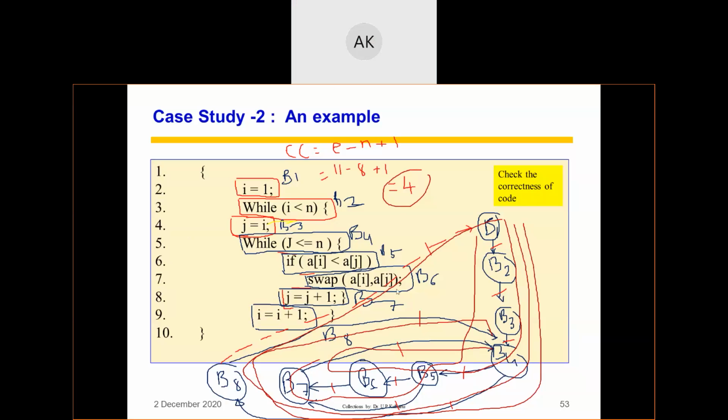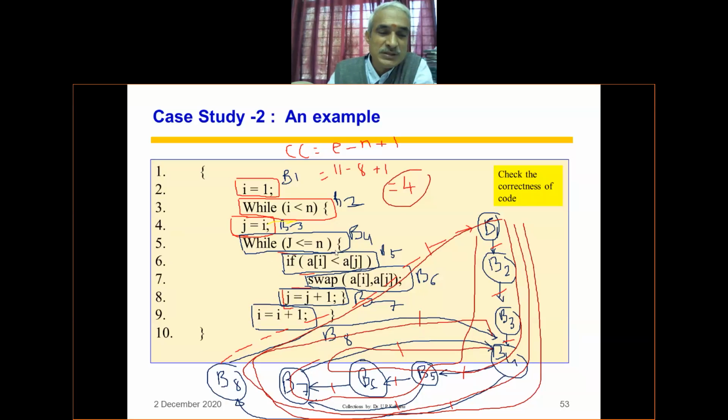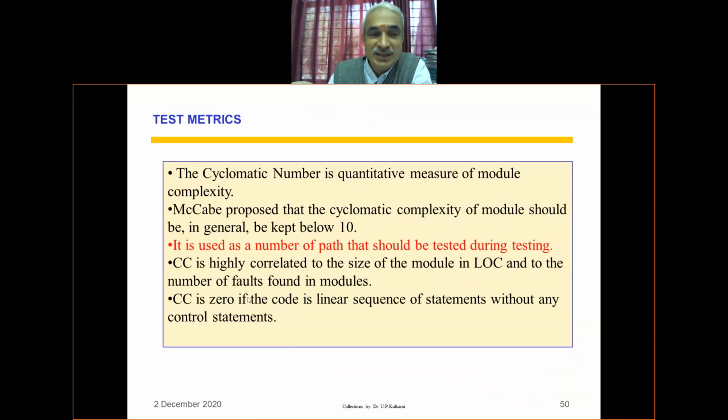So just check and validate that the graph I've drawn is correct or not. Sometimes we miss some of the things, so try to be careful when you are drawing this. Please remember, underline that. Find out, the red color one can be converted into a question: find the number of paths that should be tested during testing for the given program.